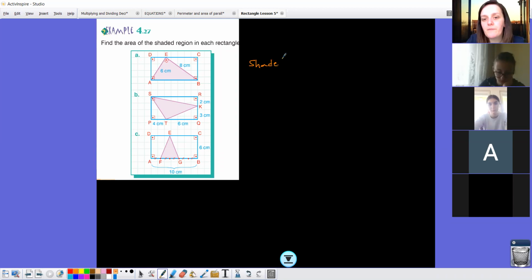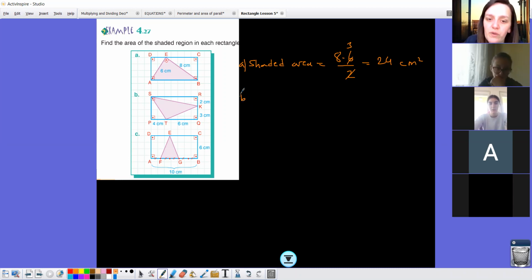The area in A, because it is a right triangle, will be 8 times 6 over 2, and this is 24, I think. 24 centimeters squared. What will be in B? How will we solve B? What do you think?